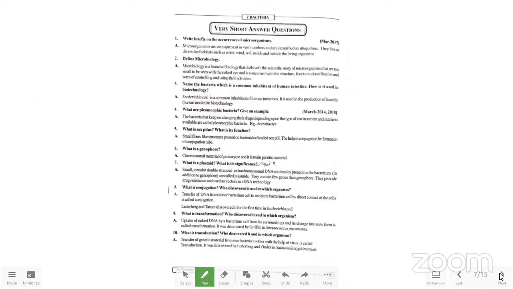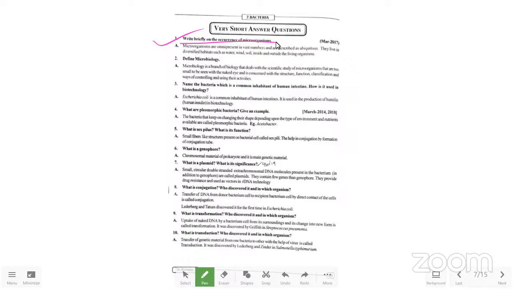Next one is bacteria. Now we come to bacteria. In bacteria also, what we have to learn is very little. Write briefly on the occurrence of microorganisms. So, microorganisms: where they occur and what is the significance.